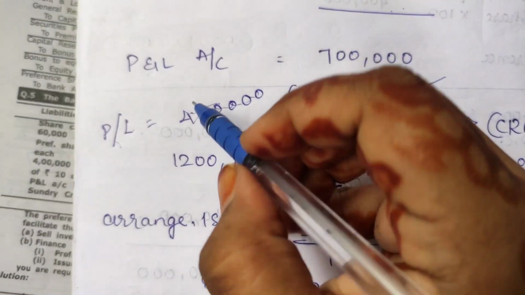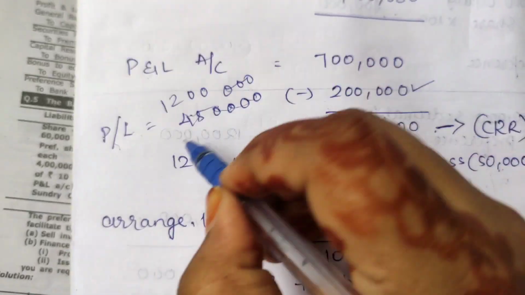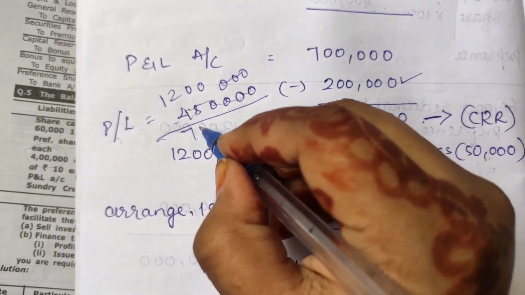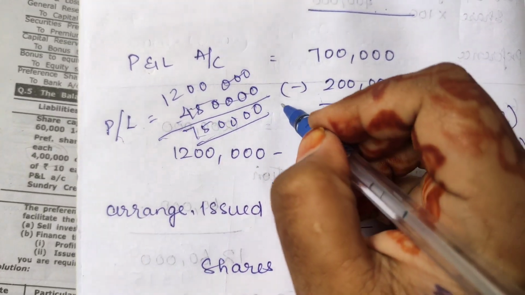How much we need to pay? We need to pay 12 lakh. In that, 4 lakh 50,000 comes from profit, which means we need 7 lakh 50,000 of capital from shares.